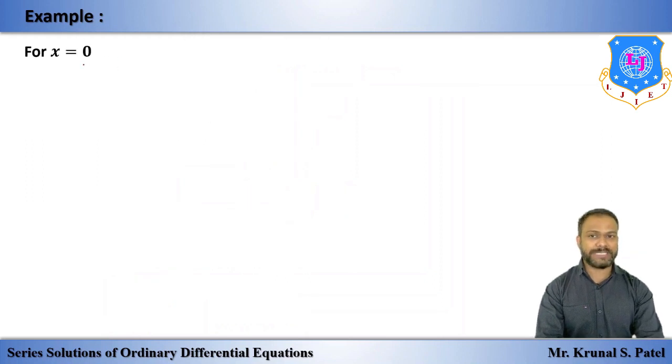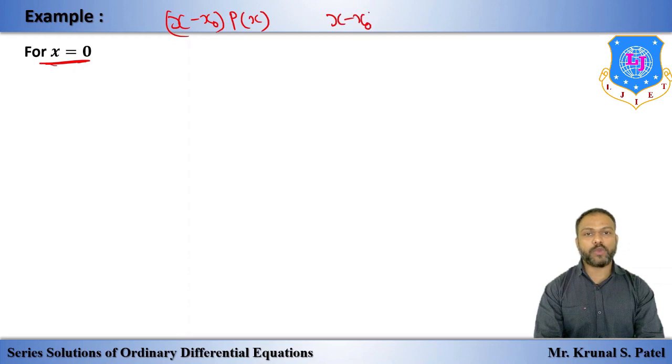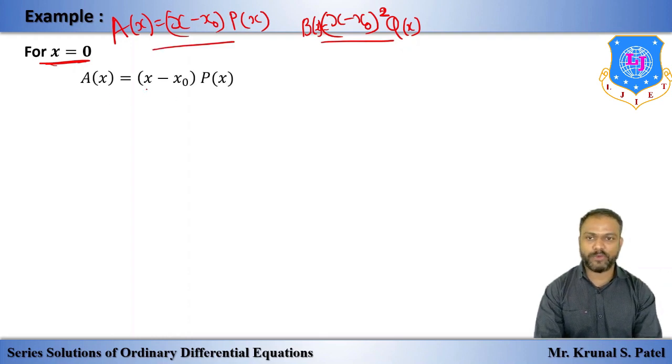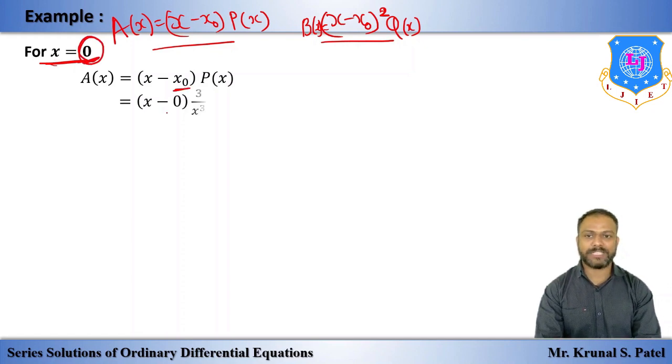First we will check for x is equal to 0. For x is equal to 0, we will find x minus x0 into P of x, and x minus x0 whole square into Q of x. We will find these two values for RSP or ISP, and as we know we gave them the names capital A of x and capital B of x. So first we find capital A of x is equal to x minus x0 into P of x. Here x0 is 0, so x minus 0 into 3 by x cube, which cancels to 3 by x squared. This is our A of x.